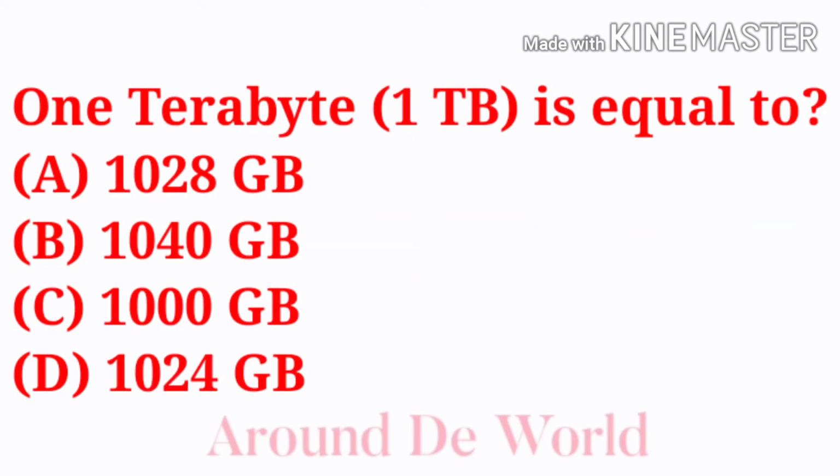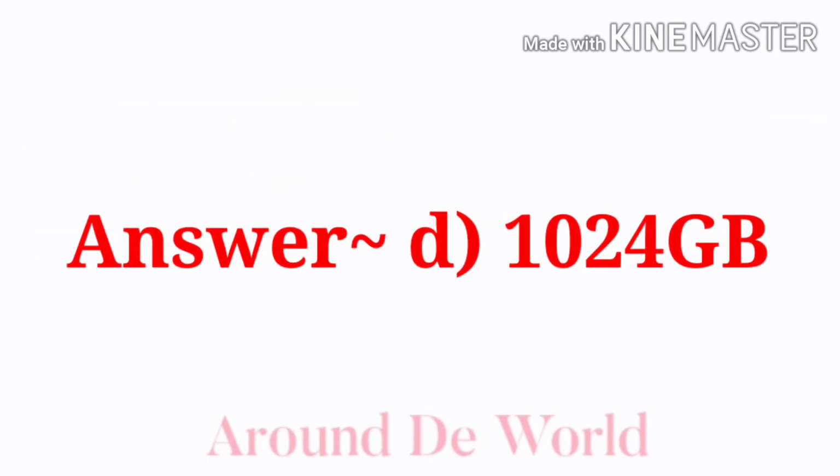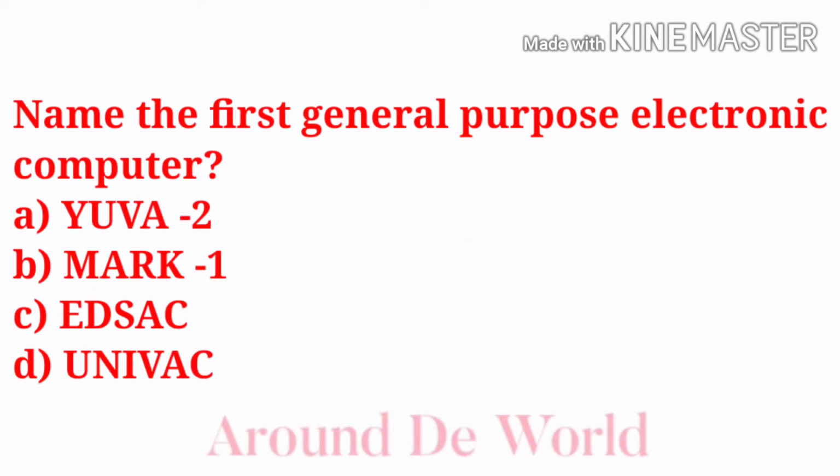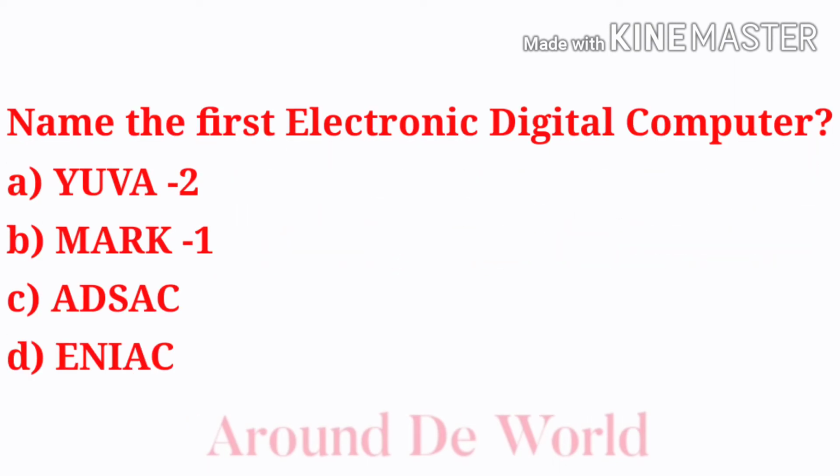Intel 4004. 1 terabyte is equal to A. 1028 GB, B. 1040 GB, C. 1000 GB and D. 1024 GB, and the correct answer is option D. 1024 GB. Name the first general purpose electronic computer. A. UA2, B. Mark I, C. EDSAC and D. UNIVAC, and the correct answer is option D. UNIVAC.